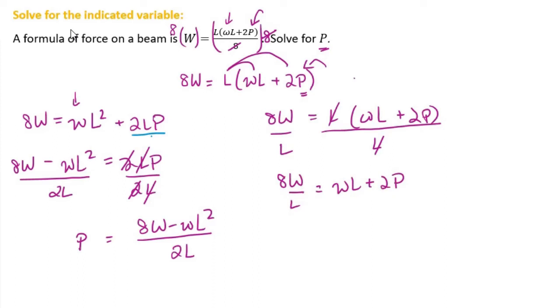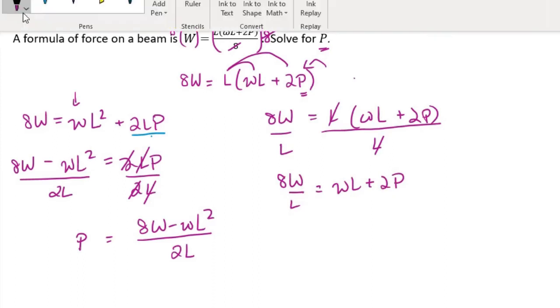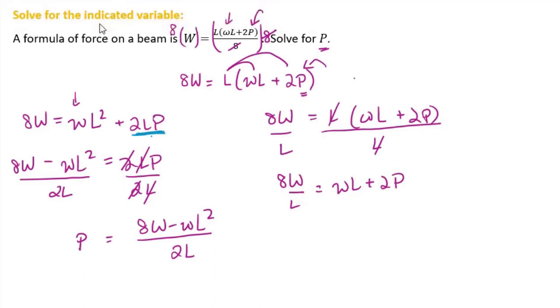So far, so good. Similar to the last technique, where we had 2LP, now we have 2P. So we only have one term with the P, and we can isolate that term by subtracting omega L from both sides. So we've got 8W over L minus omega L is equal to 2P. This is where we run into some problems, though. Sure, we can isolate the P by dividing both sides by 2, and I'll absolutely do that. So the 2's will cancel.